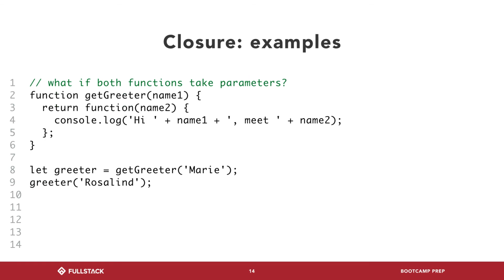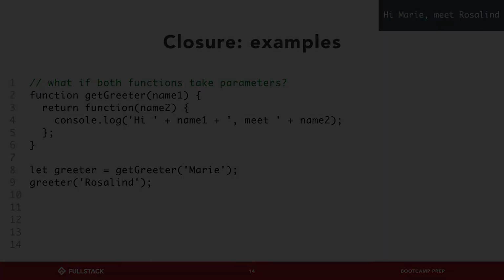And then this is just more shenanigans, same idea. What if both functions have parameters? Well, in this case, when I do hi name1 meet name2, what I'm really doing here is saying hi Marie meet Rosalind, because when I invoke that function, I look for name1 in my own scope. I don't see it, so I go to my parent's scope, which is getGreeter, and I see name1 as the parameter. When I invoke greeter, I also need to pass in name2. Sorry, this is really hard to explain.